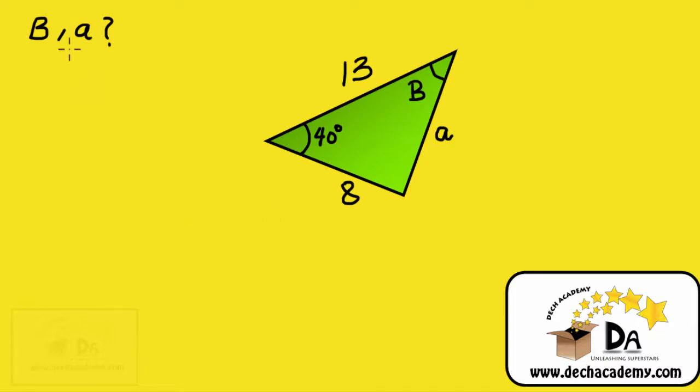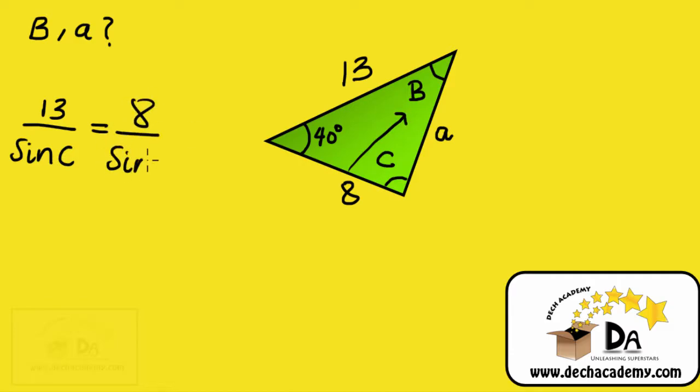To see if the sine rule can be used to find the value of angle B, let's write out the sine rule for this triangle. Let's label this angle as angle C. That will give 13 divided by the sine of angle C is equal to 8 divided by the sine of angle B, which is equal to a divided by the sine of 40 degrees.